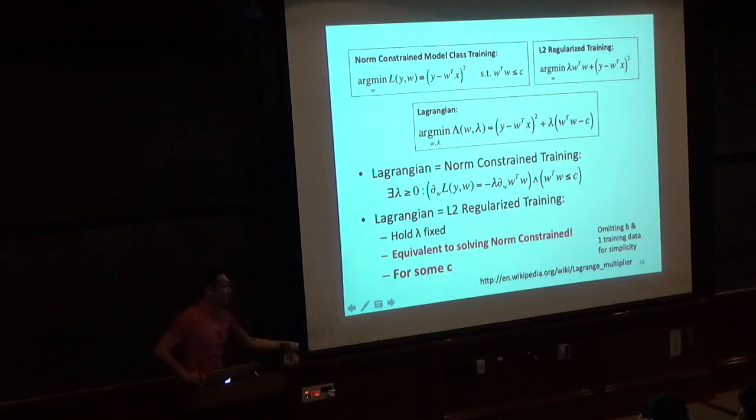But in practice, why would we do that? Because if for any C, there's some lambda that gives us the optimal solution, why don't we just solve this problem, which is a lot easier to solve computationally, and just try different values of lambda? Does that make sense? So you do get a gradient on lambda in the Lagrangian on the training set, but then you have to try different values of C on the validation set. So there's no point in practice.